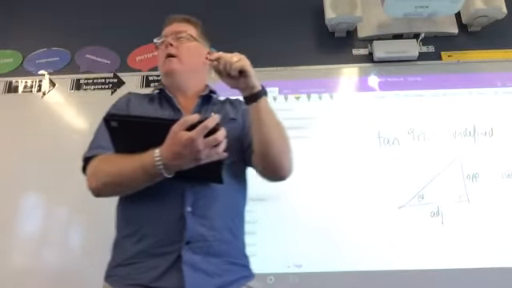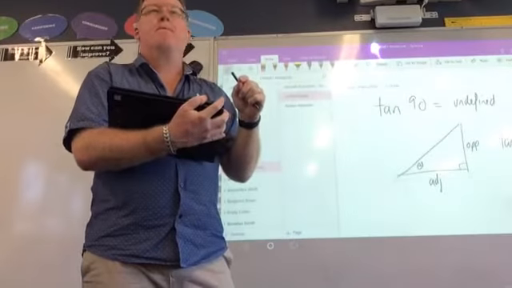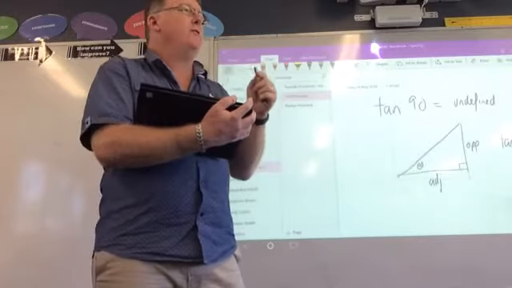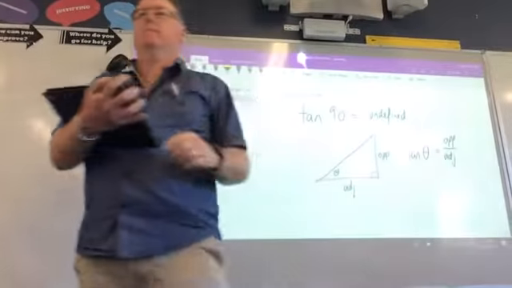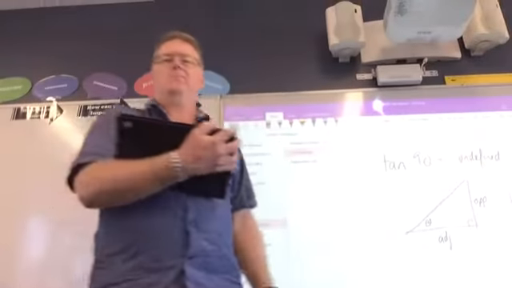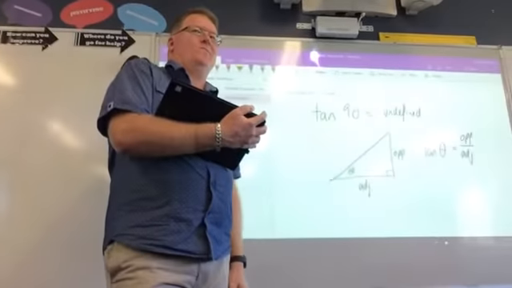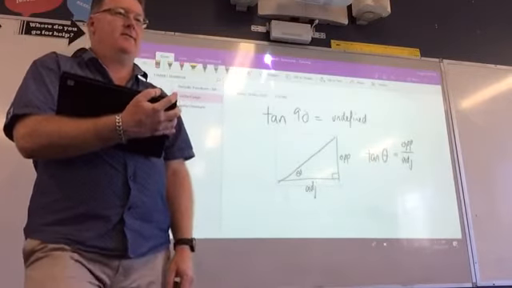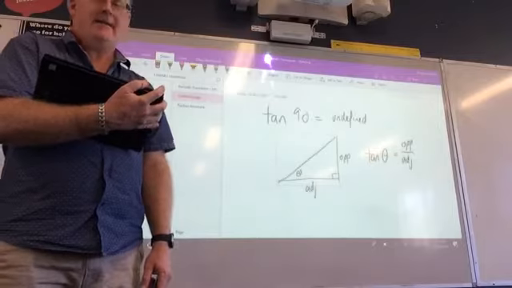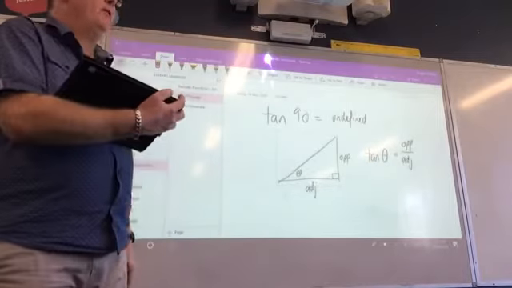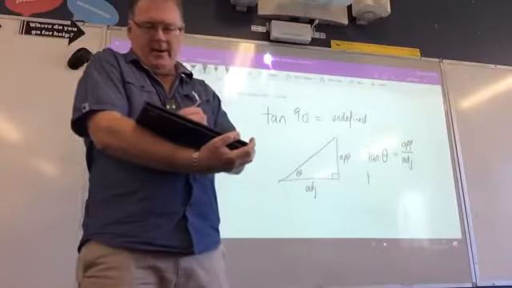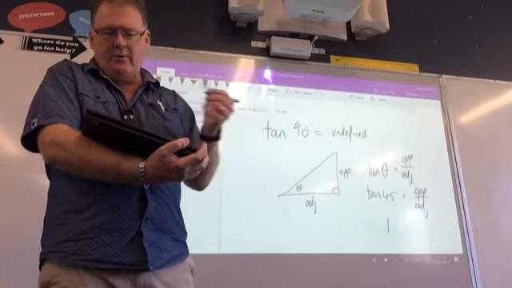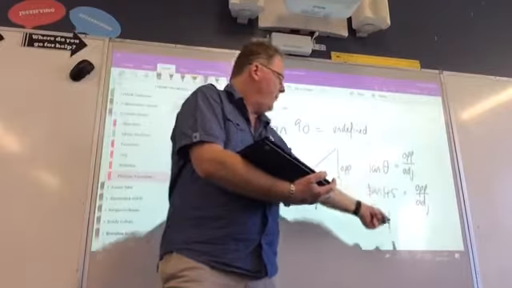Good luck with that. Okay, so what's the tan of 45? 1. So what does that tell you? If the tan of 45 is 1, what does that tell you about this triangle? Nothing? Go, guess. The two sides are the same. Exactly right. If the tan of 45 is equal to 1, so what we're saying is tan 45 is equal to opposite over adjacent, right? That's equal to 1. Tan of 45 is equal to 1.